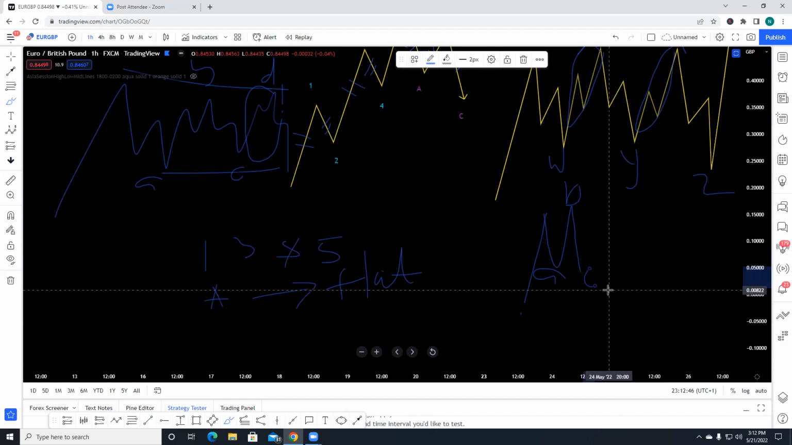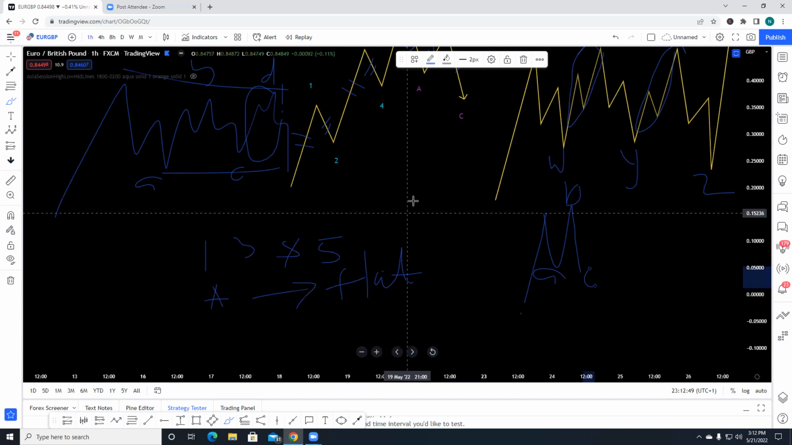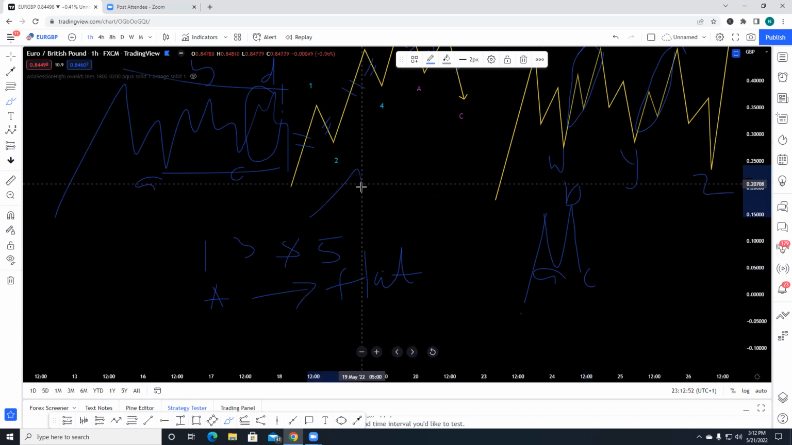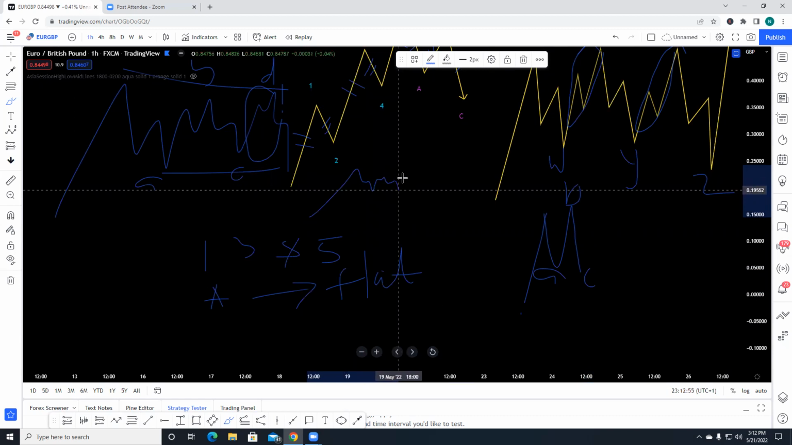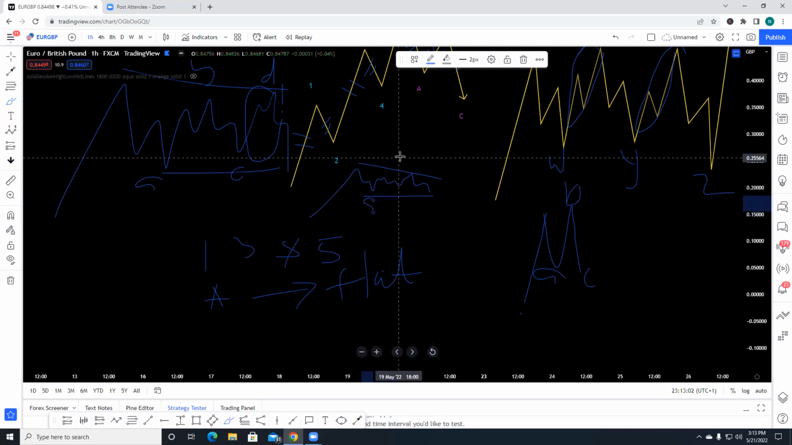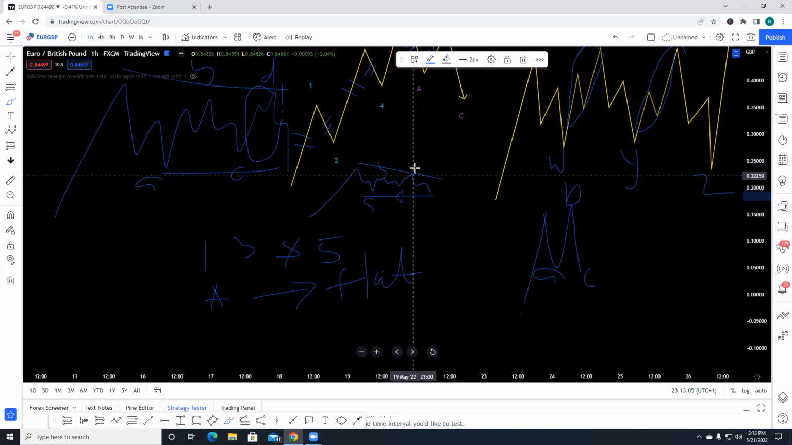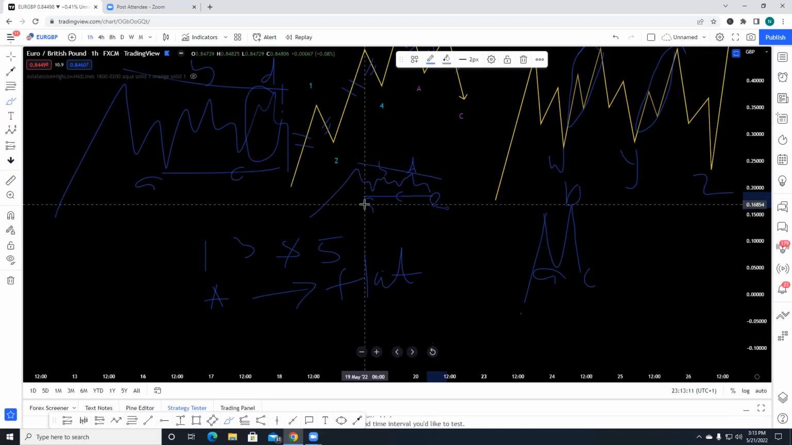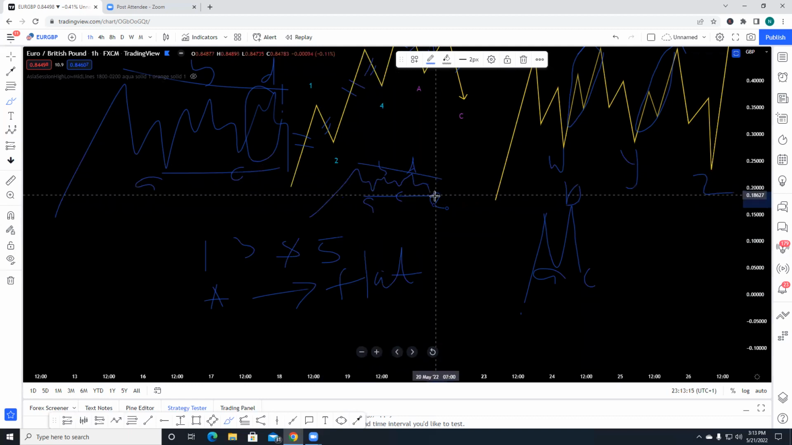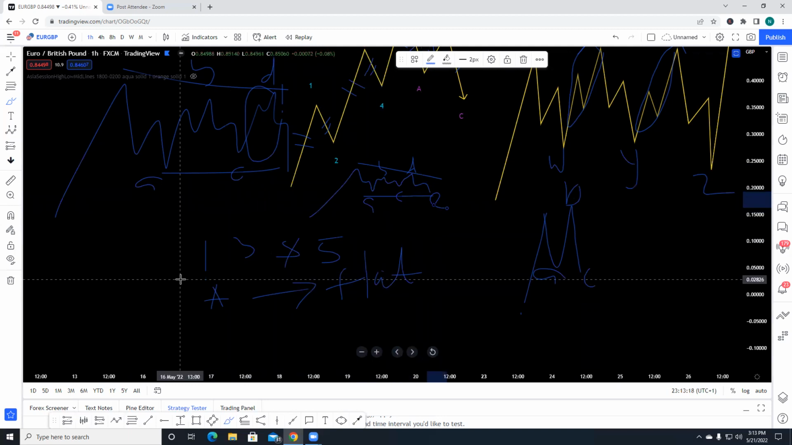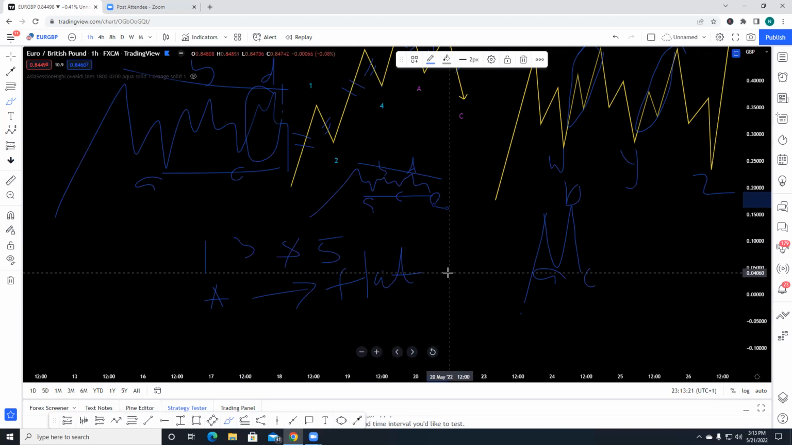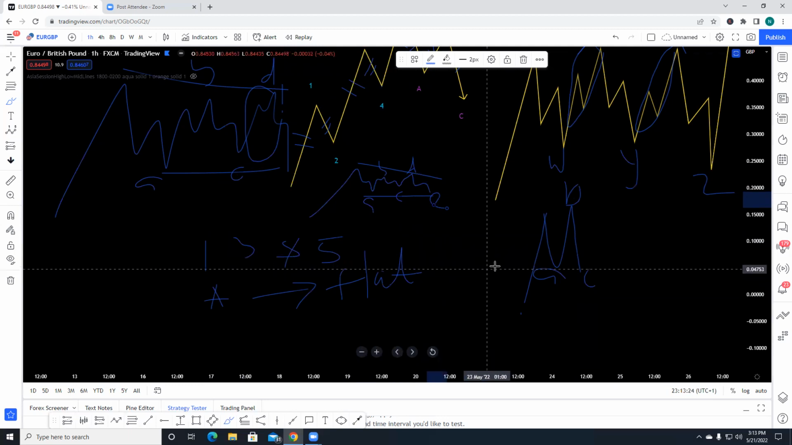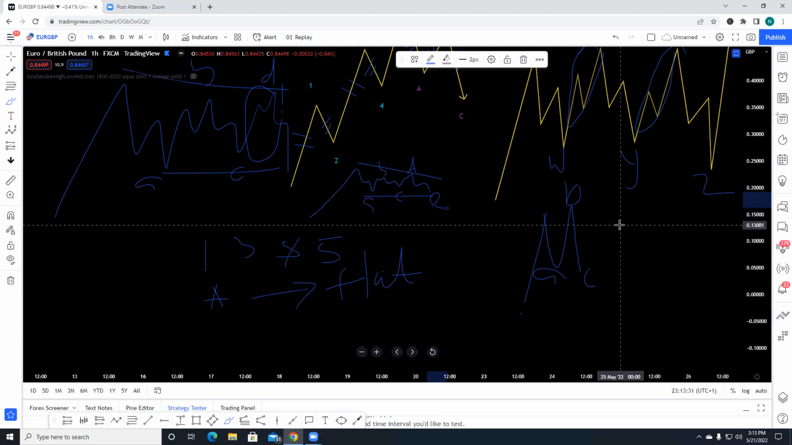So wave A, wave C, wave E in a triangle. When you see a triangle here, okay, an impulse, 1, 2, 3, 1, 2, 3. This is a triangle, guys. Can you see? This is A, this is B, this is C, this is D, and this is E. So with A, with C, and with E of a triangle, they behave like an impulse. Do you understand? Then with W, with Y, in a double correction, they behave the same way. Then with Z, in a triple correction, behave the same way.